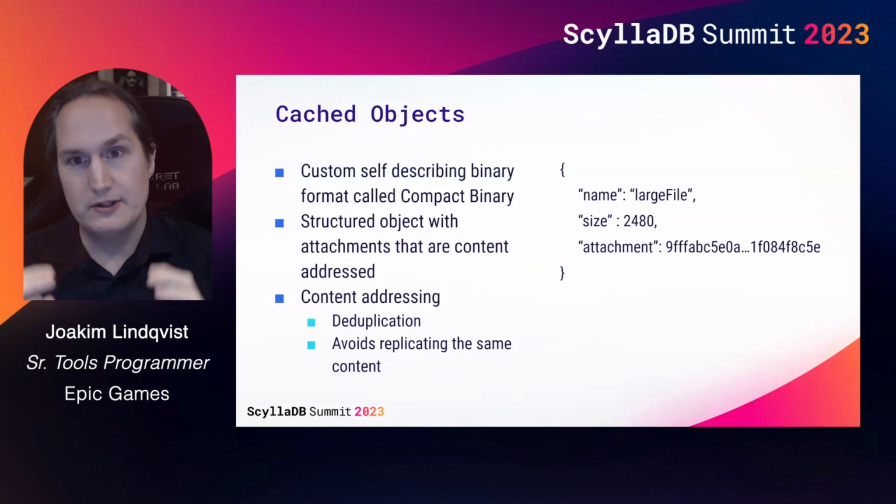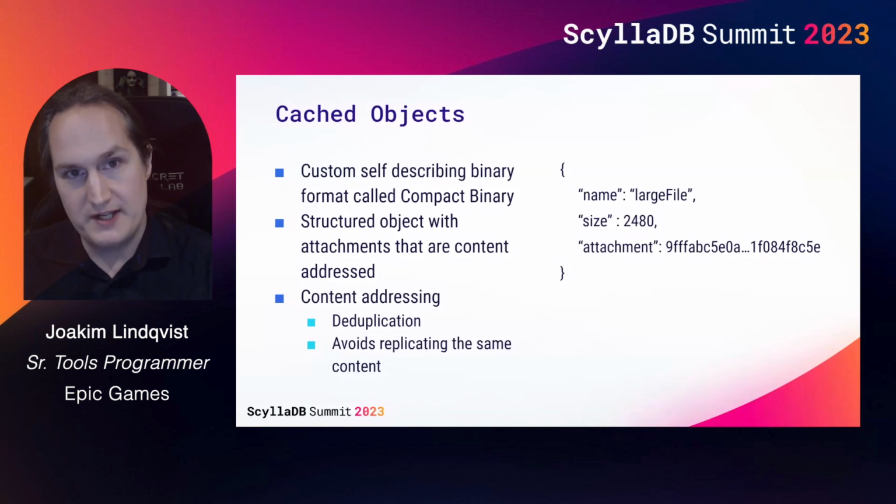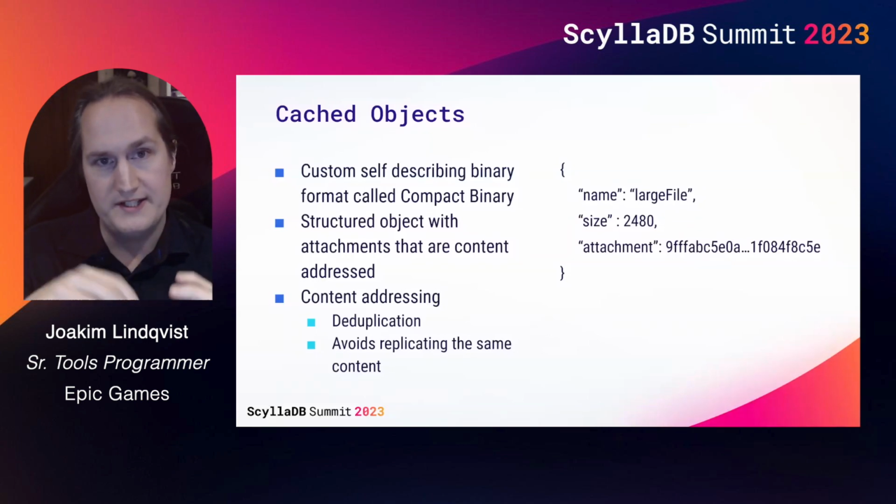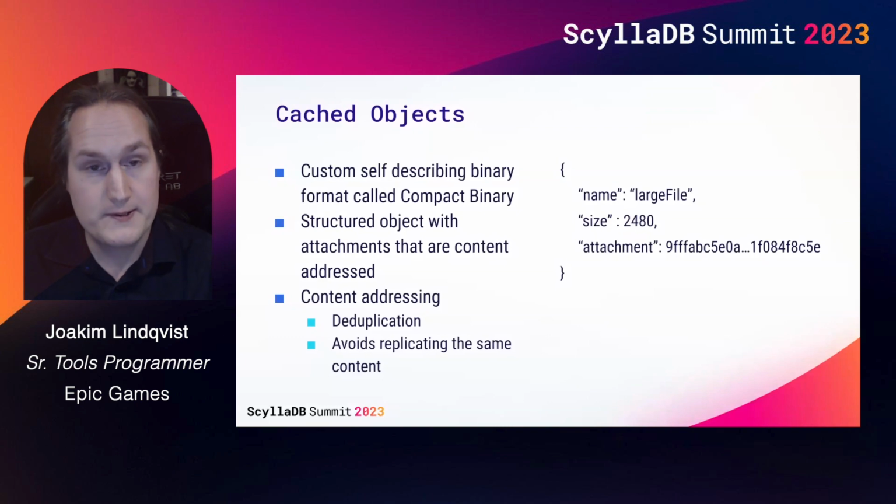So that's the fundamental object that we store. And this cached object itself, the metadata about it, the actual cache record, will go into Scylla, while all of these other attachments go into our blob storage.